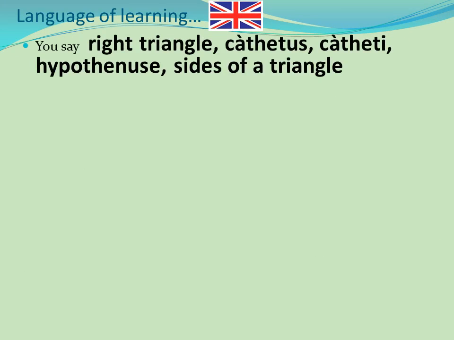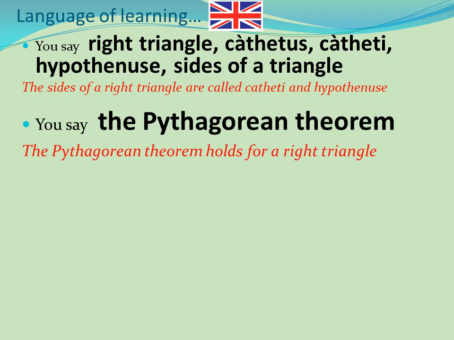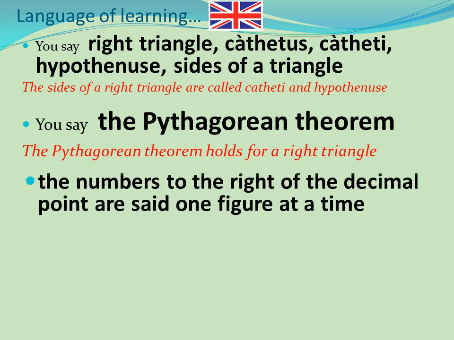Language of learning. You say right triangle, cathetus, cathety, hypotenuse, sides of a triangle. The sides of a right triangle are called cathety and hypotenuse. You say the Pythagorean theorem. The Pythagorean theorem holds for a right triangle.